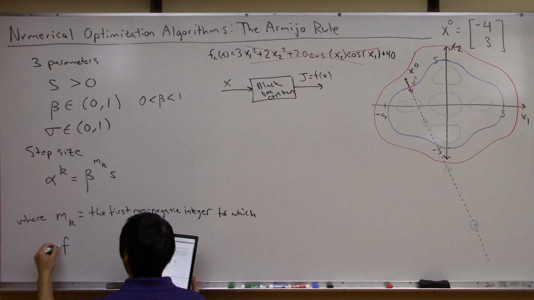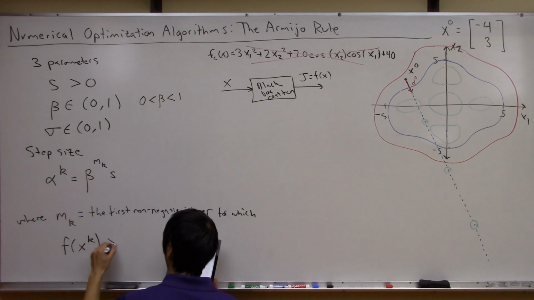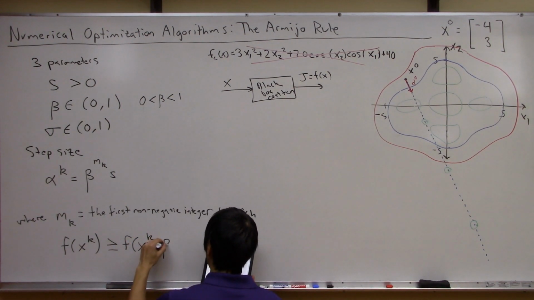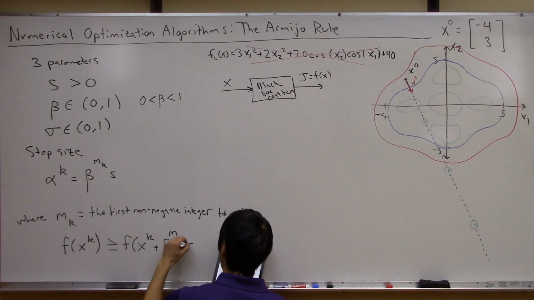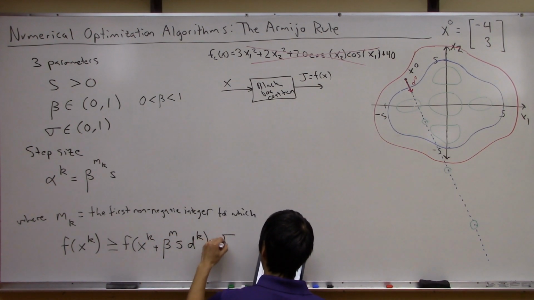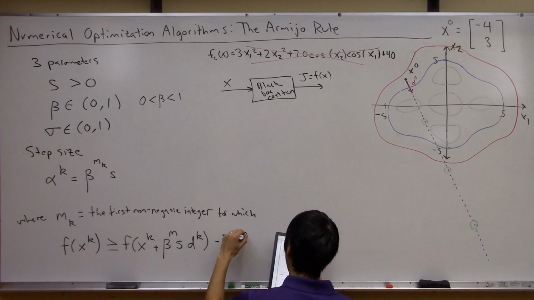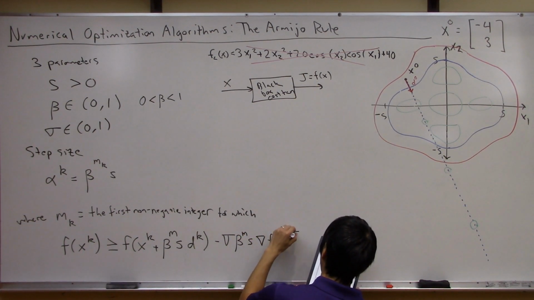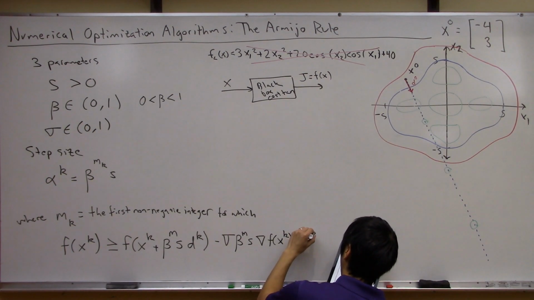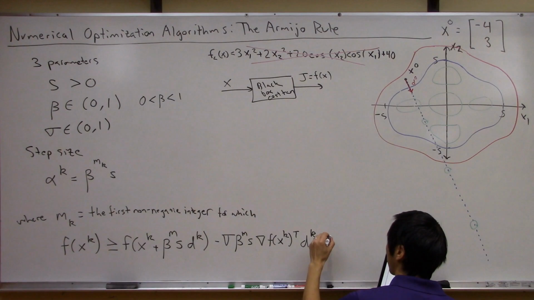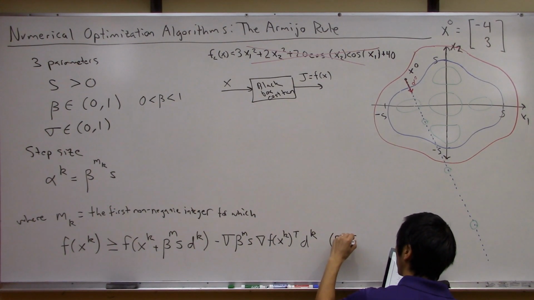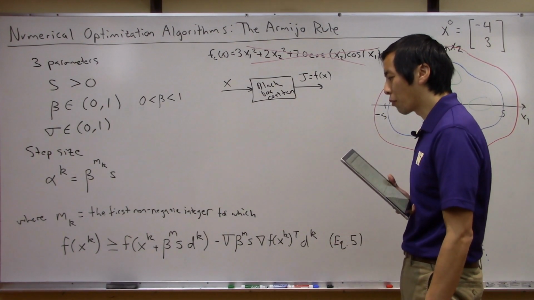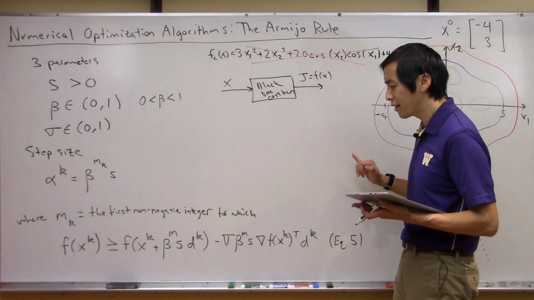So f of xk is greater than or equal to f of xk plus beta to the mk s dk, minus sigma times beta to the mk s, gradient of f of xk transpose times dk. Okay, this looks like a mouthful, and in fact, this is quite a bit. Let's label this equation. In the notes I have this as equation 5, so let's be consistent. Okay, so this looks like a lot, but we're actually going to see this is pretty slick, and it's not that bad.